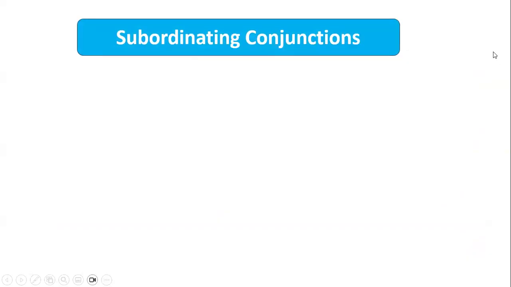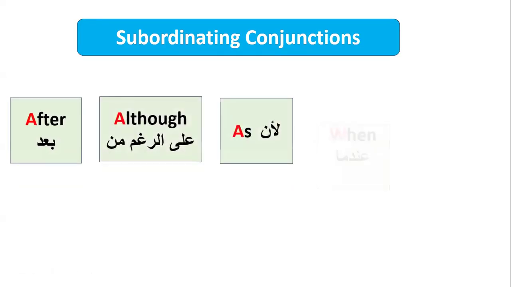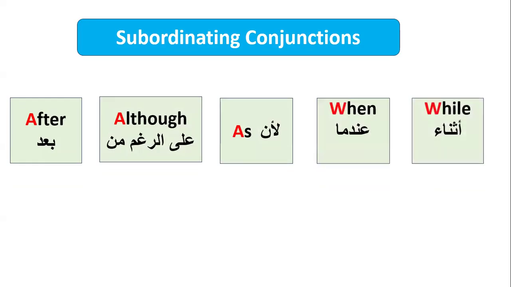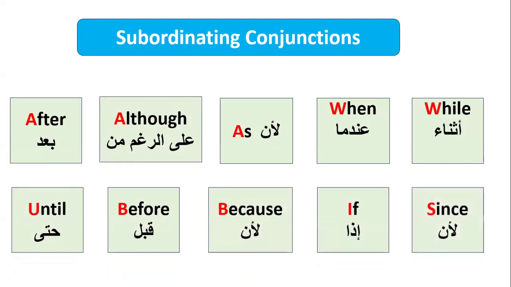These are called subordinating conjunctions. And I'm showing you some of the words, but you should know that these are not everything. We have so many subordinating conjunctions. I'm just choosing to focus on the most common 10, okay? And there is a famous acronym for these. It is called AWUBIS, okay?